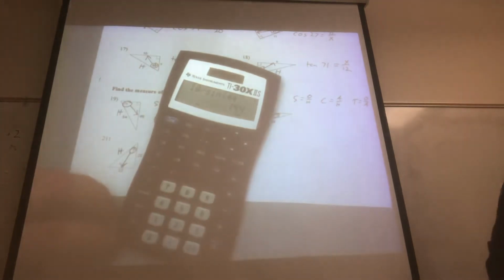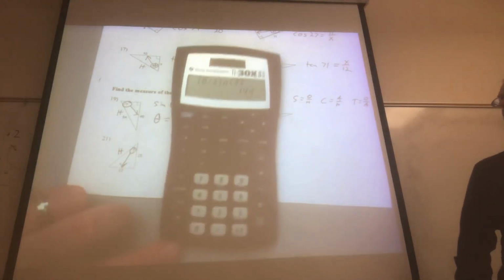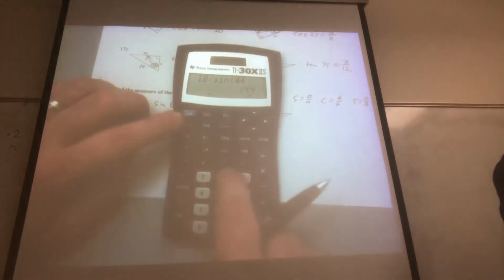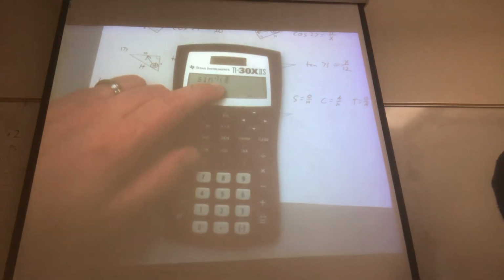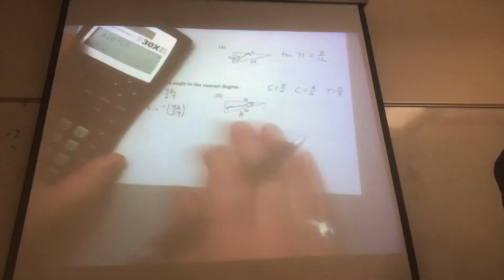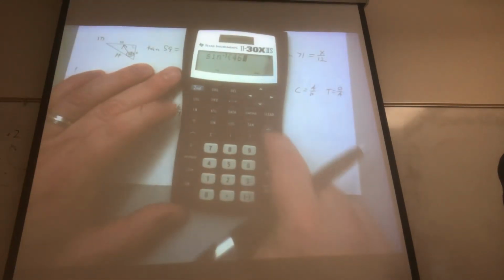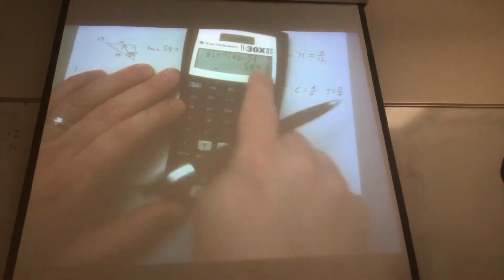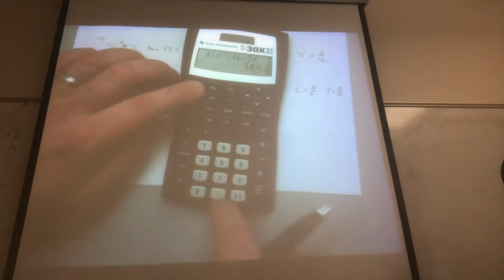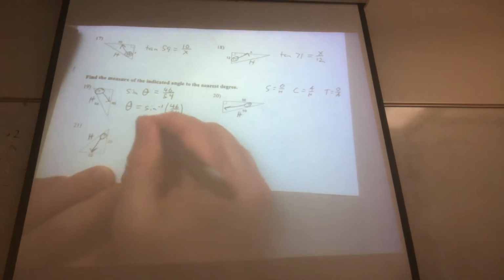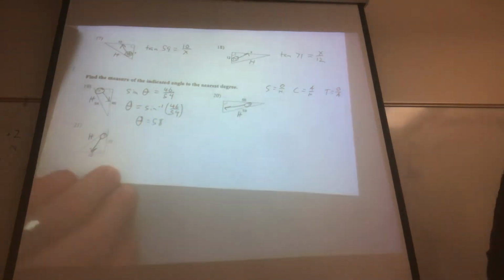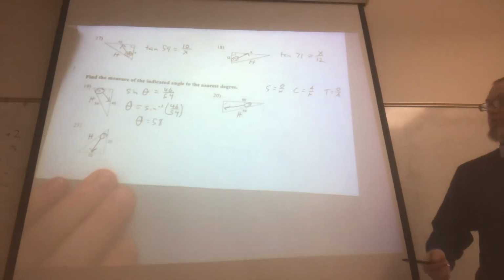The inverse sine is the second function right above the sine button. So I push second and sine. That gives me the inverse sine, sine to the negative 1 power. The inverse sine of 46 divided by 54 is 58.4. I go 0 decimal places. It's 58. Theta is 58. I have a 58-degree angle to the nearest degree.